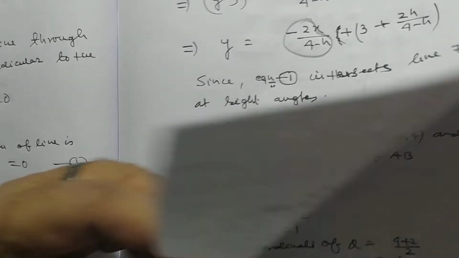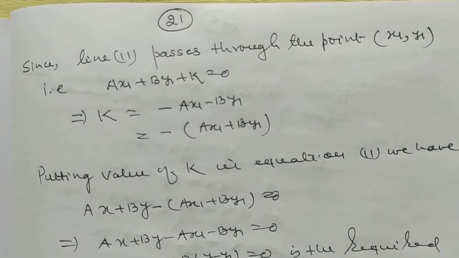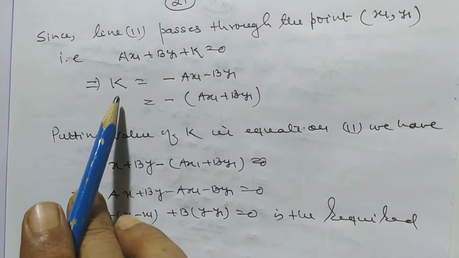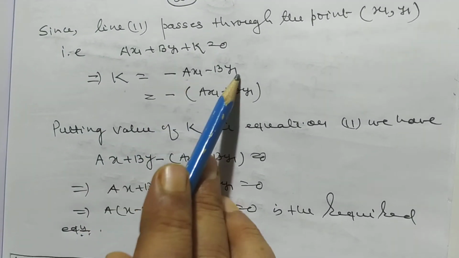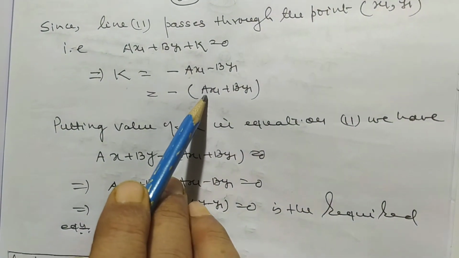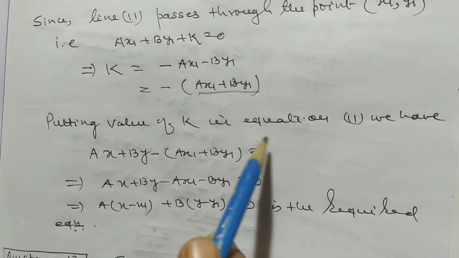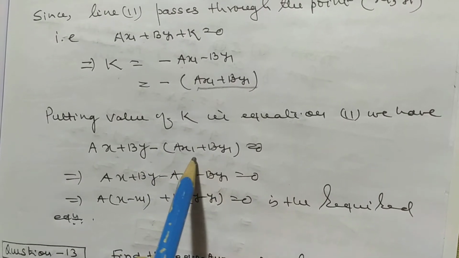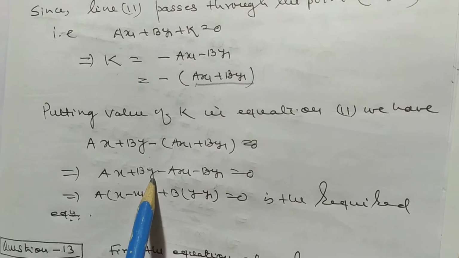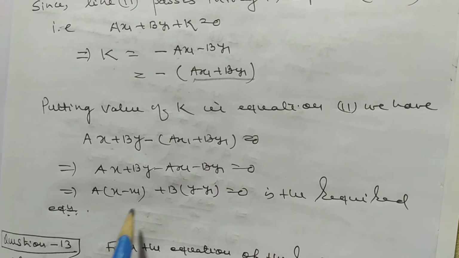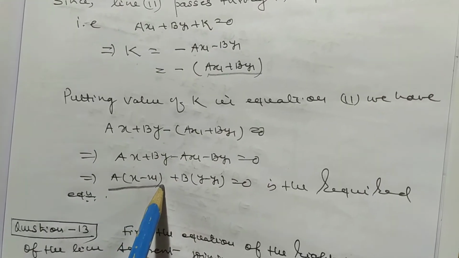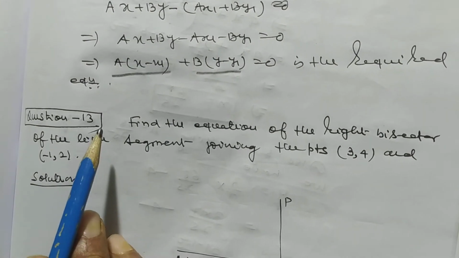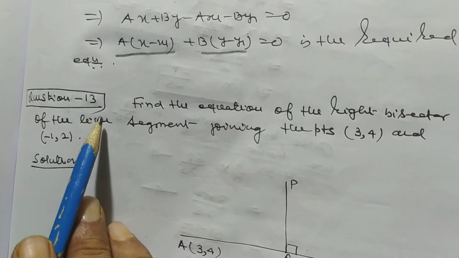Now my dear students, since line second passes through the point x1, y1, that is ax1 plus by1 plus k is equal to 0. That is k is equal to minus ax1 minus by1, that is minus within the bracket ax1 plus by1. Putting the value of k in equation second, we have ax plus by minus (ax1 plus by1) is equal to 0. So ax plus by minus ax1 minus by1 is equal to 0. So it is a into x minus x1 plus b into y minus y1 is equal to 0, the required equation.